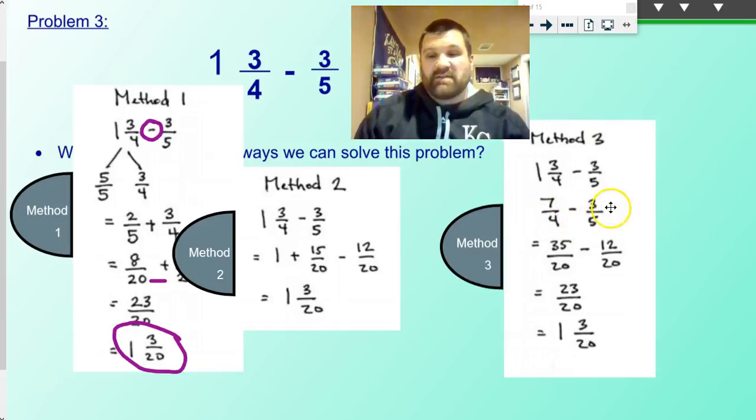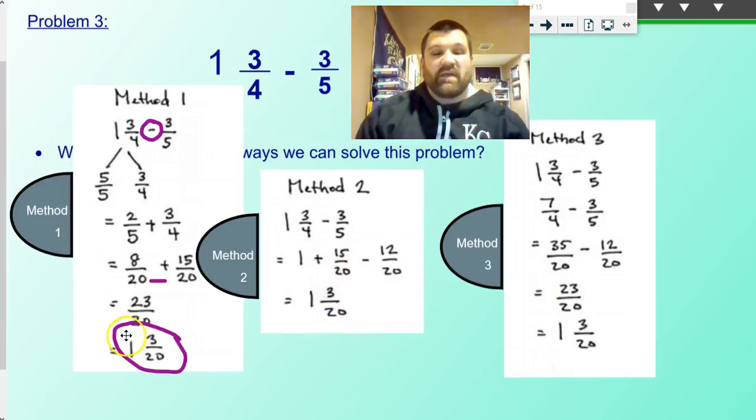And we have 7/4 minus 3/5. Well, you've got to make those denominators the same. So then you're going to end up with 35/20 and 12/20. And when you subtract, you end up with 23/20. And again, 1 3/20. So there are 3 very different ways.